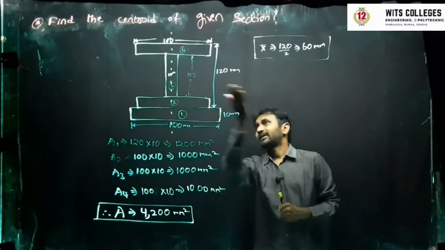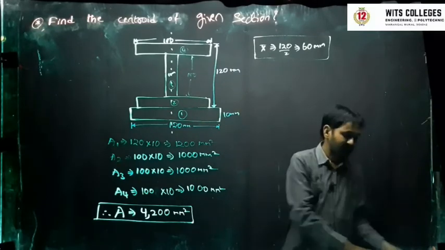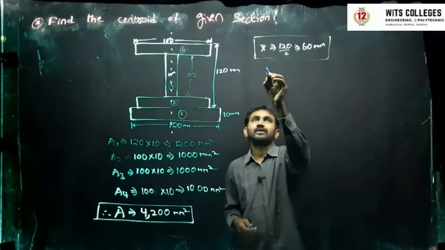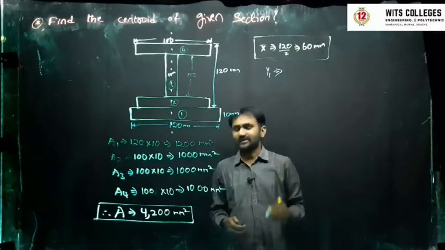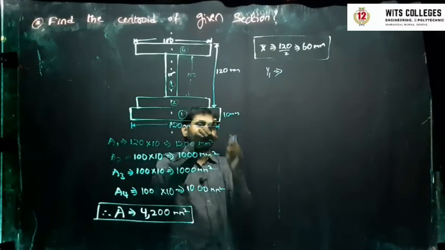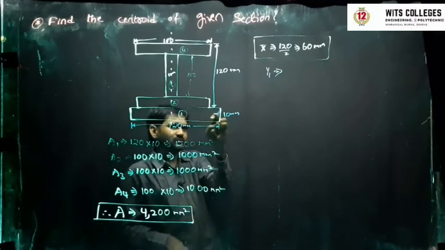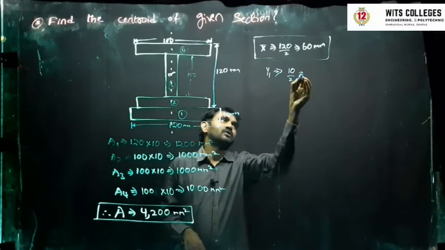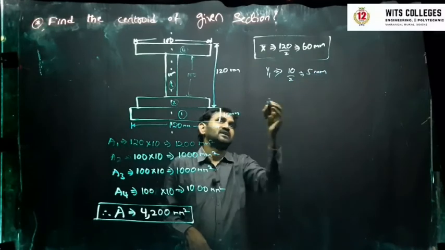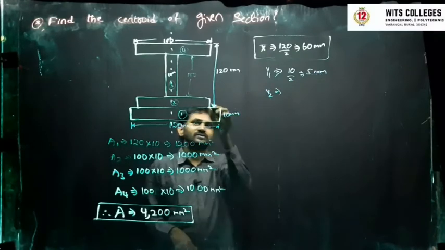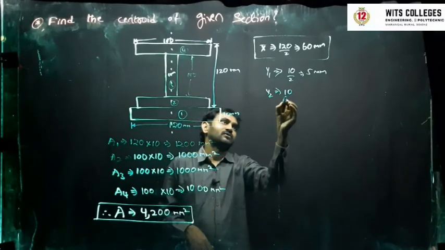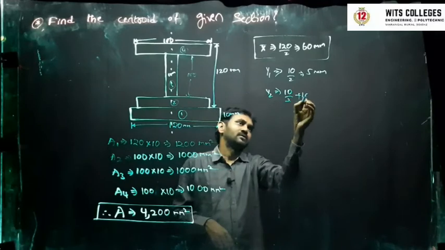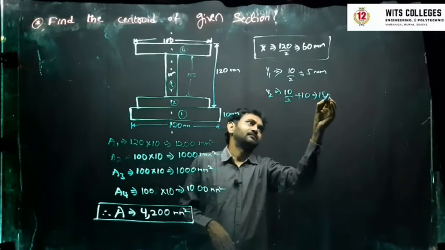But what about y bar? Y bar is an unsymmetrical section. So again I have to calculate all the y1, y2 values. Here y1 is equal to 10 by 2, so this is equal to 5 mm. Similarly, y2 is equal to 10 by 2 plus, the figure starts from here, so 10. So this is 15 mm.